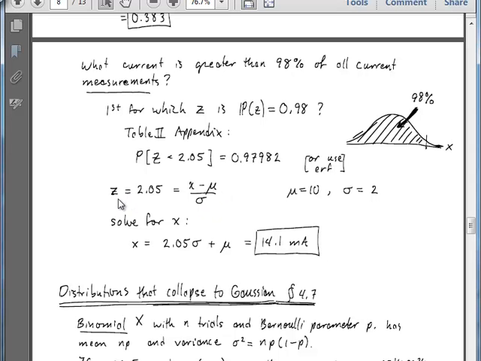Okay, so when z is equal to 2.05, then that's going to give us some value for x minus mu over sigma. Plugging in mu equals 10 and sigma equals 2 milliamps, and then solving for x, we find that x equals 2.05 sigma plus mu, which comes out to be 14.1 milliamps. And so that's it. Those are 3 examples of using the Gaussian distribution in various different ways.